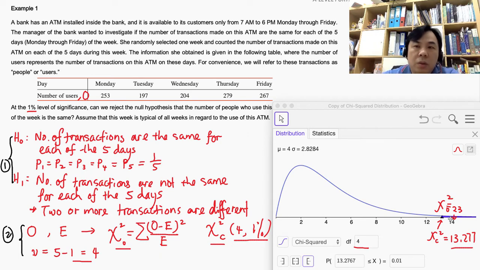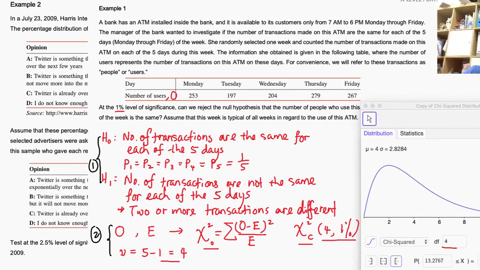And then lastly, of course, you have to conclude based on this context. You will say that the number of transactions are not the same for each of the 5 days. Just to restate the alternative hypothesis. Now I hope that is clear how we carry out hypothesis testing. Just follow step 1, step 2. Actually, the most important ones are step 1 and step 2. Step 3 is mostly the analysis, and then make an informed conclusion. Now I'm going to move on to the second question shortly.